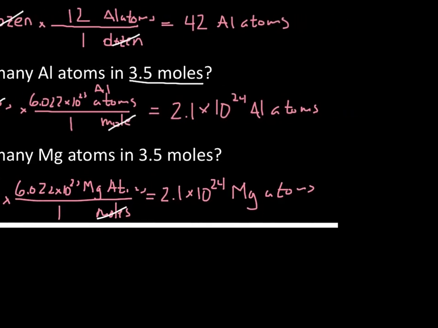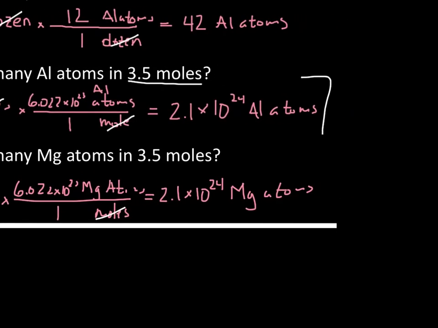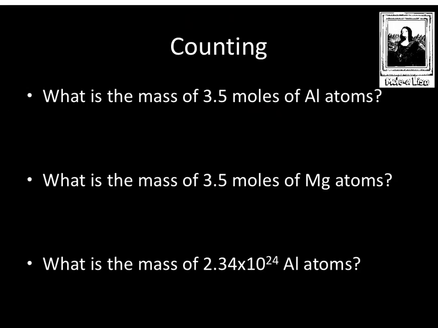And these two types of conversions we just did right here, these would be what we call mole to particle conversions. We converted from moles into particles. Particles could be atoms or molecules. And these type of conversions always use Avogadro's number, and the conversion factor of 1 mole is 6.022 times 10 to the 23rd. Let's do something a little bit different now.